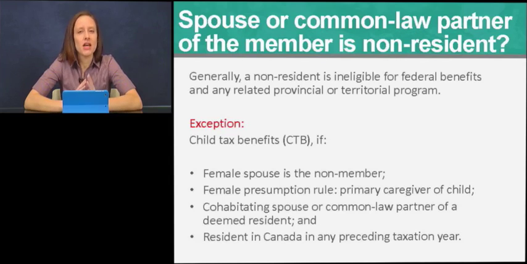Under Section 122.6 of the Income Tax Act, an eligible individual for the child tax benefit includes the cohabitating spouse of a person who is a deemed resident and was resident in Canada in the preceding tax year. Therefore, if the individual who is receiving the benefit becomes a non-resident, please call or write to the CRA advising us that she is a cohabitating spouse of a deemed resident and to continue issuing benefits.